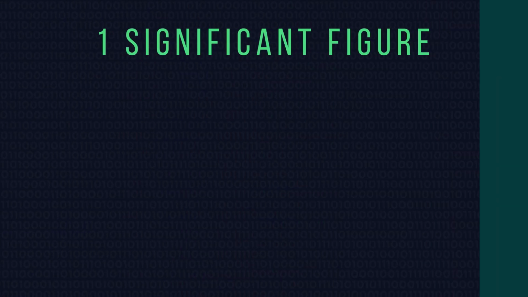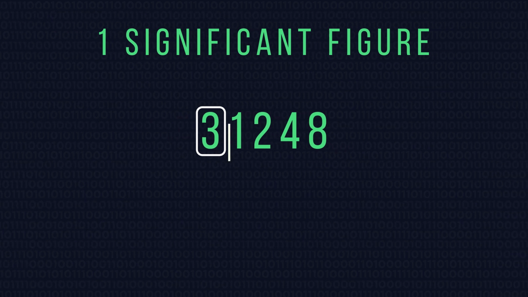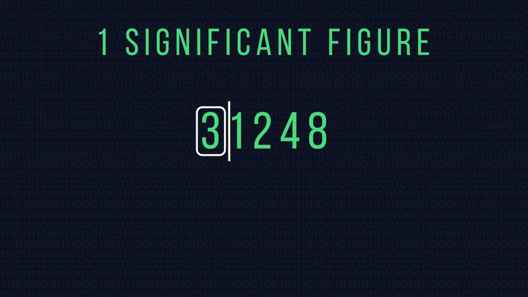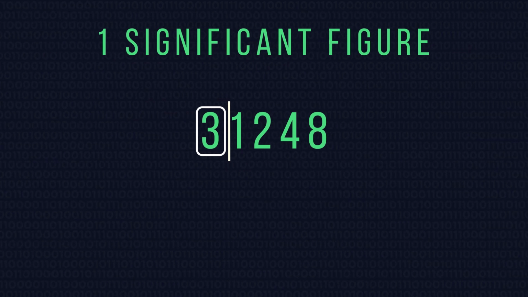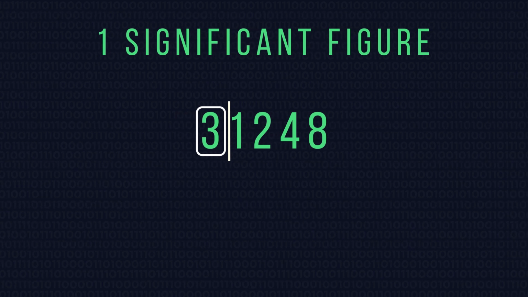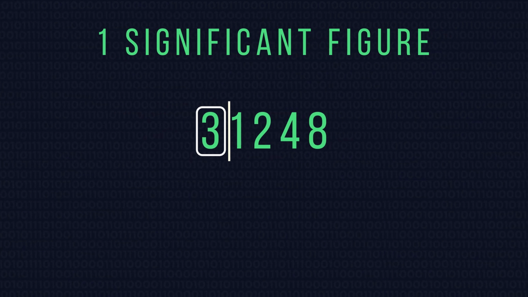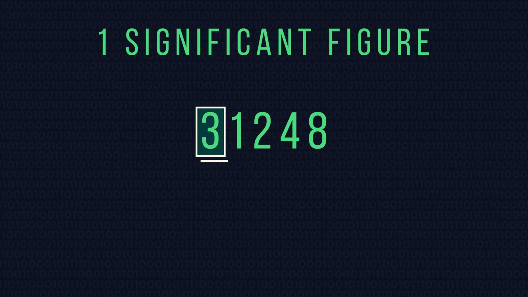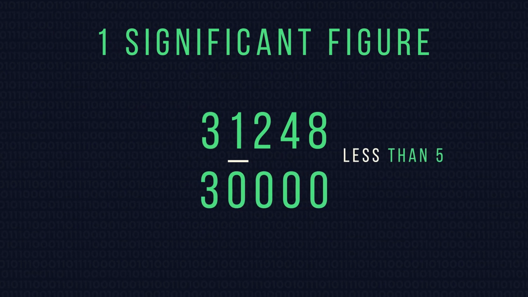To round to one significant figure, find the first significant value, then add a rounding line to the right side, just as with the decimals, applying the same rounding rules, replacing rounded values with zeros. For example, 31,248 to one significant figure, 3 is the first, so we round the next value, 1 is less than 5, so we round to 30,000.